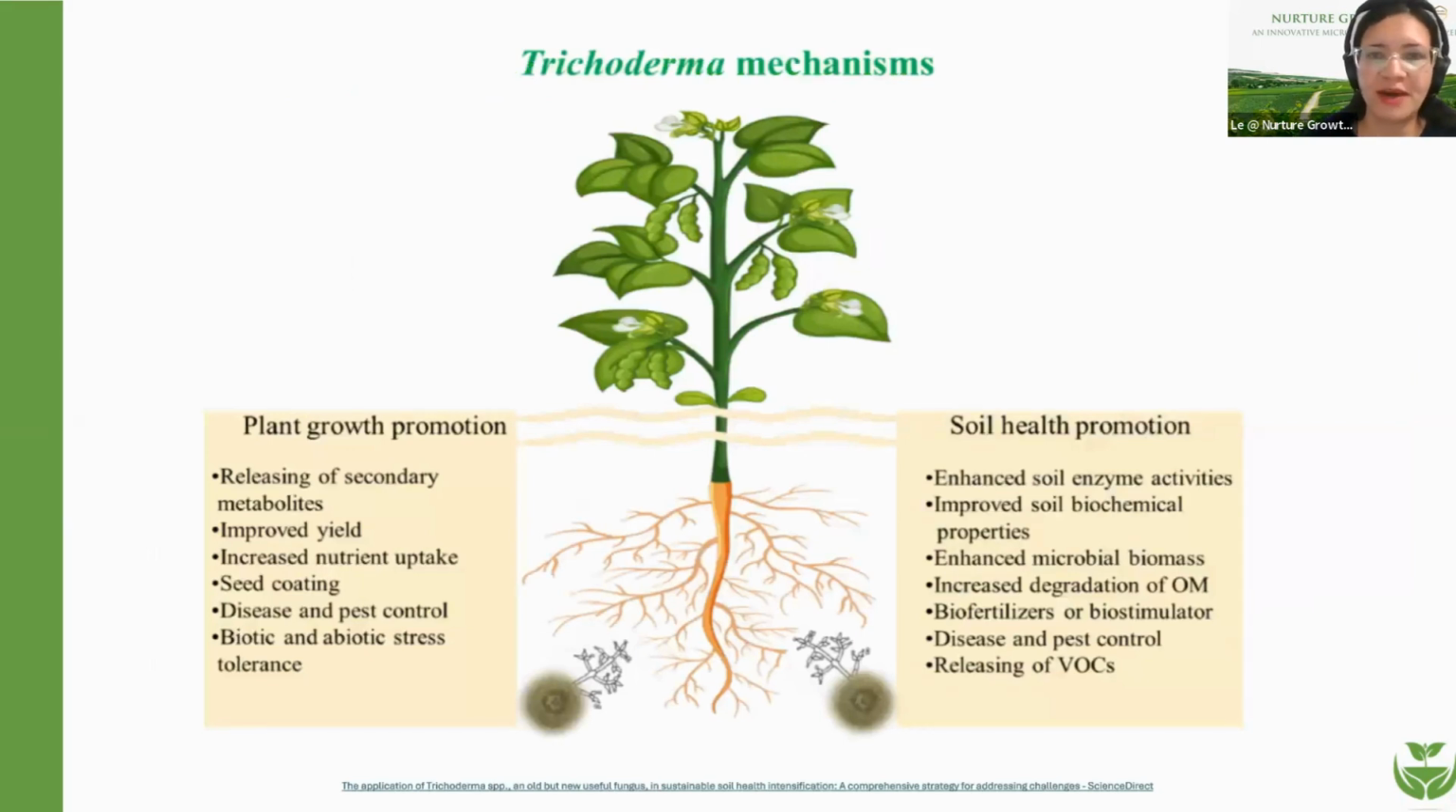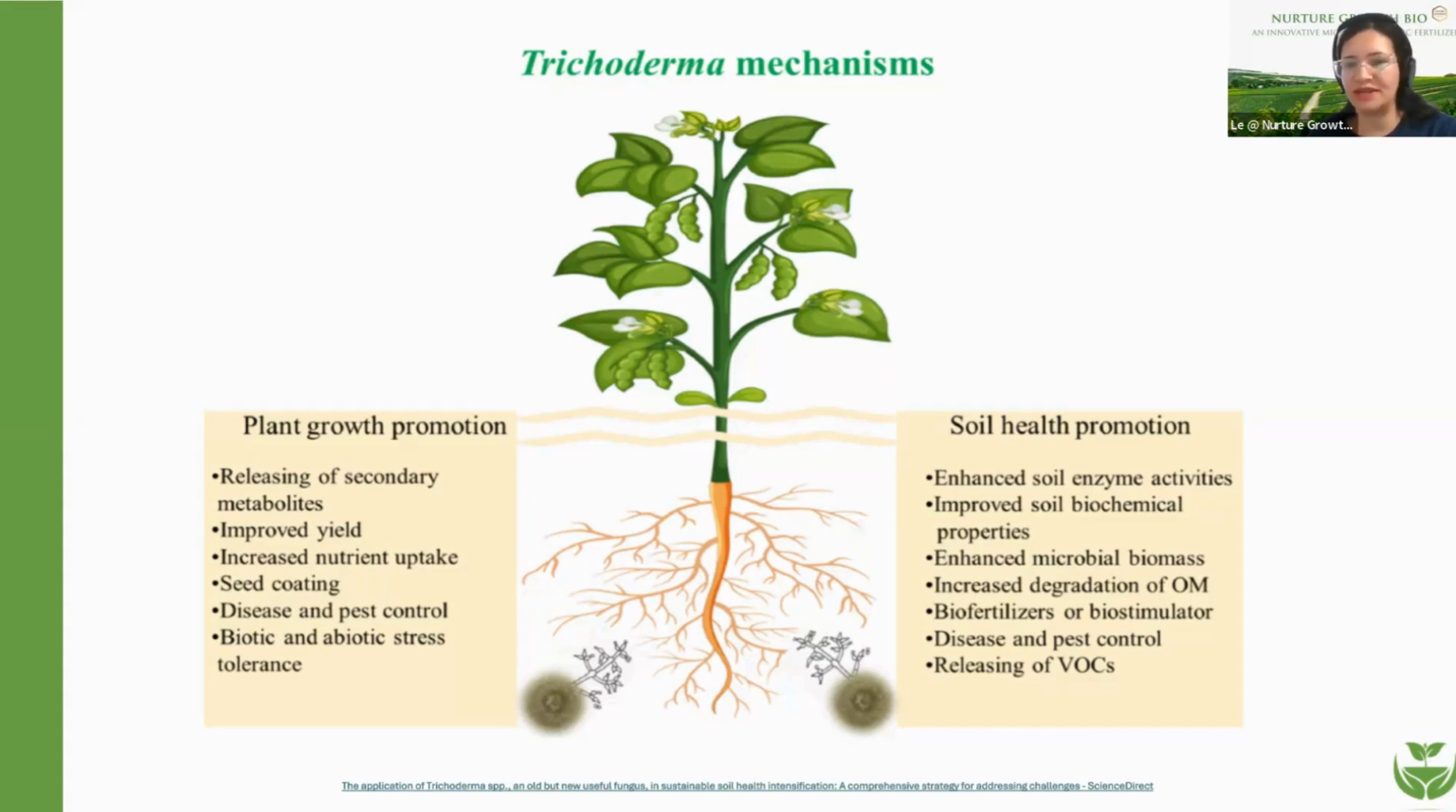So let's talk about the trichoderma mechanism. Trichoderma plays an important role in plant growth promotion as well as in soil health promotion. As a plant growth promoting agent, it is helpful in the growth and development of plants by releasing secondary metabolites. By this, it helps increase nutrient uptake in plants and therefore increases yield. In addition, it also helps fight against diseases, pests, and other biotic and abiotic stress. The second is soil health promotion, through enzyme releasing activities.